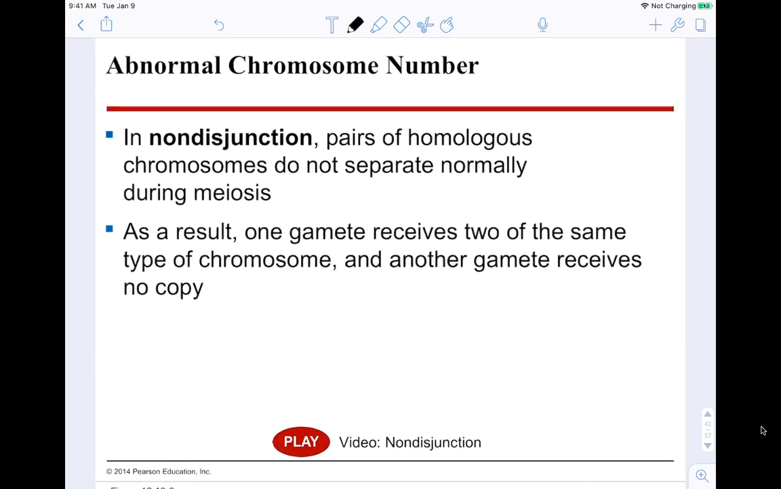So in non-disjunction, you have pairs of homologous chromosomes that don't separate normally during meiosis. This means that the cells that are produced, the gametes, are not going to have the right number of chromosomes. So when they are either fertilized or do the fertilizing, there's still not going to be the right number of chromosomes. That individual is going to have either a surplus or a deficiency of DNA. As a result, one gamete receives two of the same type of chromosome and another receives no copy.